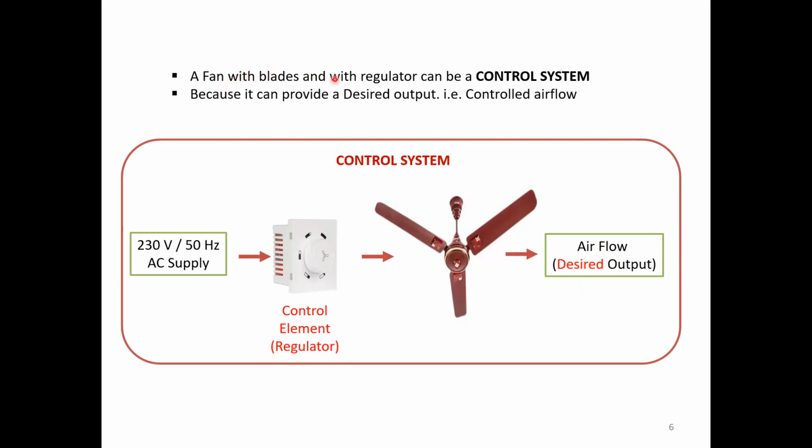See, a fan with blades and with a regulator can be a control system because it will provide the desired output, that is controlled airflow. Because it can provide a controlled airflow, that is why it is a control system.